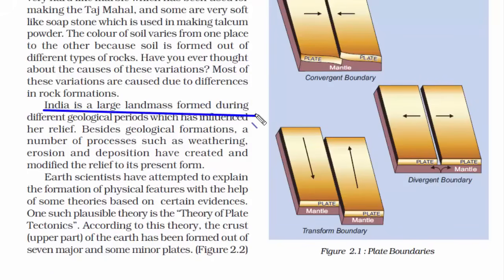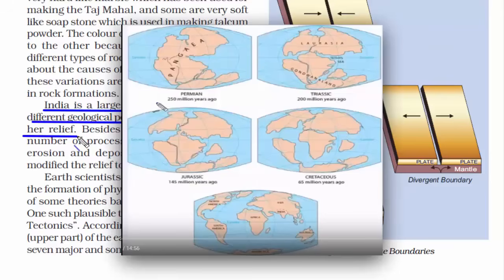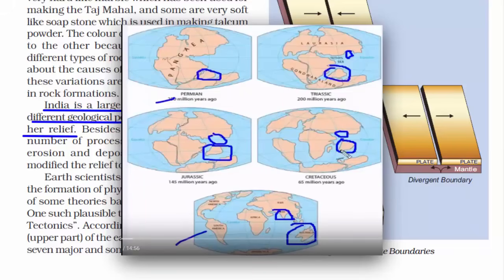India is a large landmass formed during different geological periods. I'll just show you a small section of the previous chapter, wherein we can see how India broke apart from the Australian plate and moved towards the Eurasian plate. While doing so, it went through constant physical changes. You can see the shape of India as it was moving towards north.